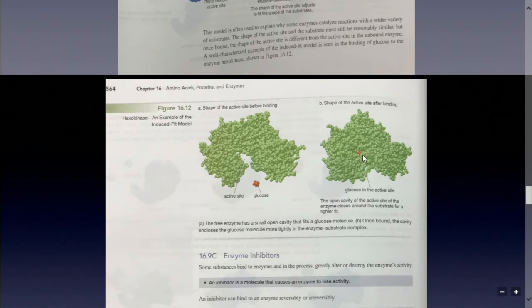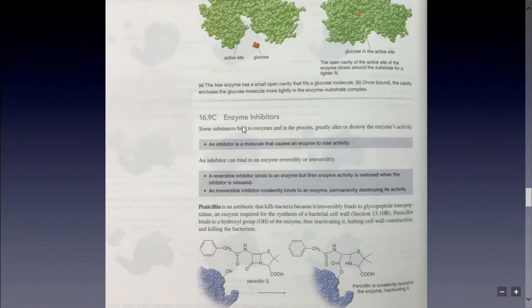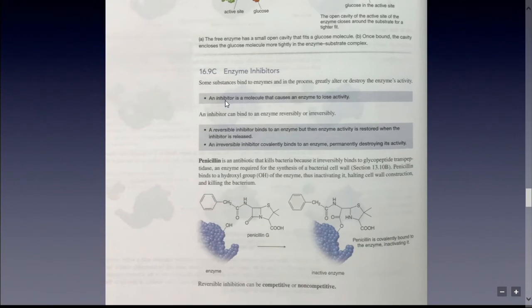It's like a pretty fluid little process there. And so correct me if I'm wrong. The book didn't say it, but I think that's what happens. Okay, now let's look at inhibitors. That word inhibitor means to slow down or to stop the activity. So an inhibitor is a molecule that causes an enzyme to lose its activity.